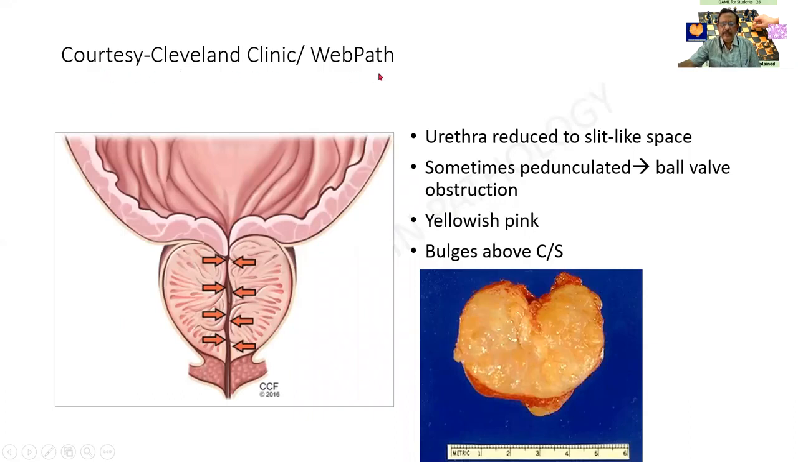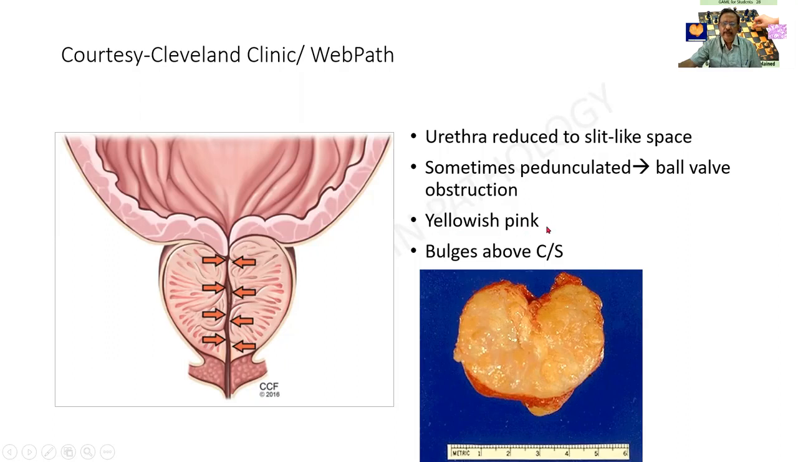This is the source of this particular picture over here, and what I am seeing is an enlarged prostate that is compressing the urethra. And we shall also be seeing a hypertrophy of the bladder owing to retained pressure. The urethra is reduced to a slit-like space. Sometimes there can be a pedunculated ball valve-like obstruction because the prostatic parenchyma can come into the urethral space.